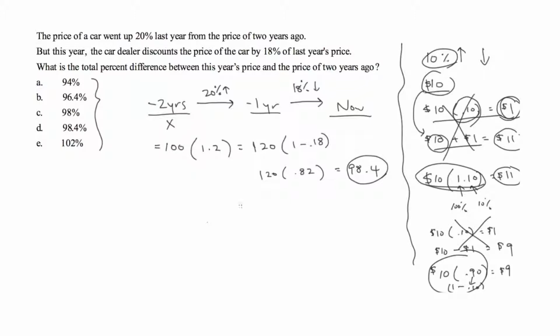So the final answer is 98.4 divided by the original, which we just made up to be 100. To make it into a percent, we need to multiply that by 100. So we get 98.4. That's also the reason why I chose 100 to be my starting number, because whatever final answer you get will just be the answer.